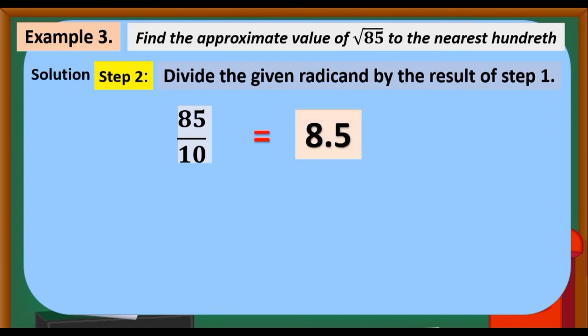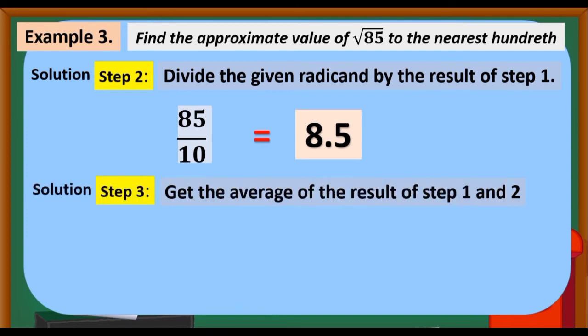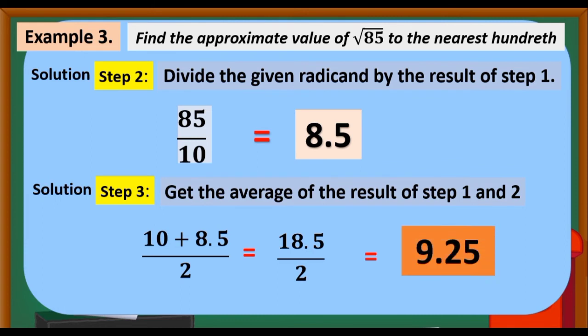Ngayon, since nakuha natin yung divide, so ano na yung susunod nating step? That is average. So, get the average of the result of step 1 and step 2. Ang nakuha po natin sa step 1 ay 10, i-add natin kay 8.5, then i-divide natin kay 2. So, 10 plus 8.5 is 18.5 over 2. And 18.5 divided by 2 is 9.25.